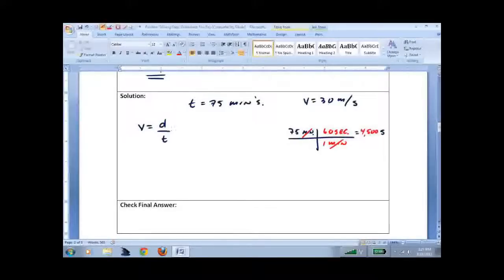Now I look at this and I want D alone. So, simple enough, let's get rid of the T. Just like solving an equation, it's a seesaw. Whatever I do on one side of the seesaw, I have to do on the other. I can't just multiply things randomly. I pick T because the T's will cancel, and I'm left with D equals V times T. And I've done all that mess. I can finally do some math here.